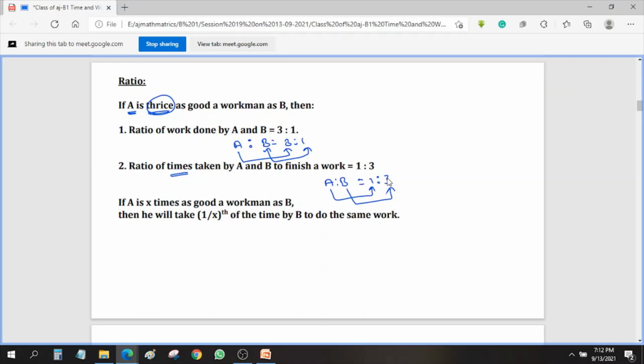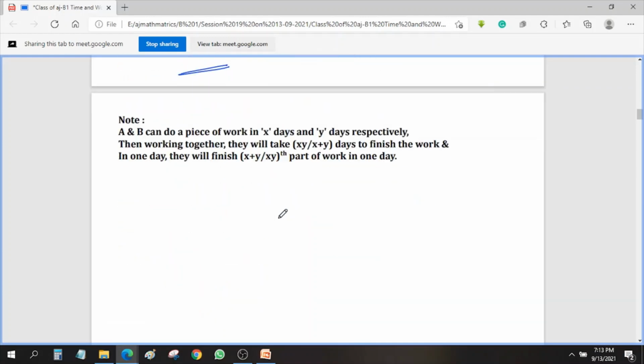Now, when it comes to the questions, it will be very easy to understand. Apart from thrice and twice, if it is given as X times or Y times: if A is X times as good as B, then he will take 1 by X of the time B takes to do the same work. So if A is 2 times B, A will take 1 by 2 of B's time, which means B's number of days divided by 2, so within half the days he will complete the work. So these are the basic things we need to remember. How do we apply them to the question? I will explain. This is one more important note that you need to understand.